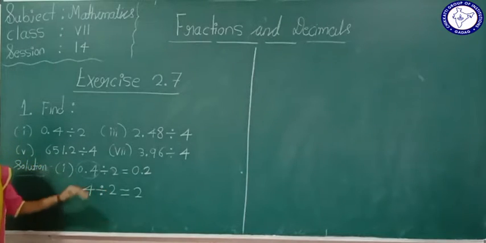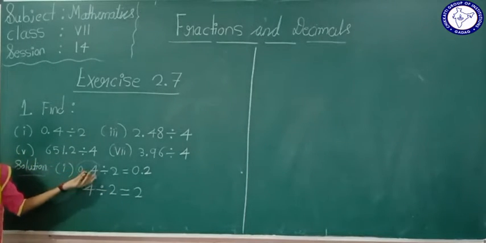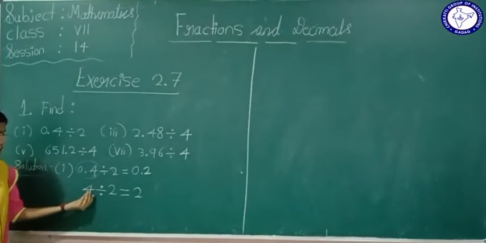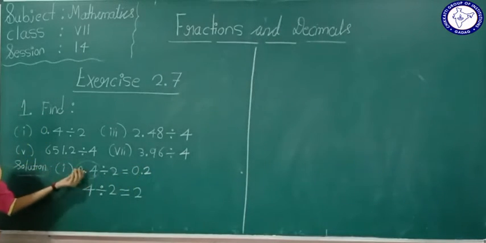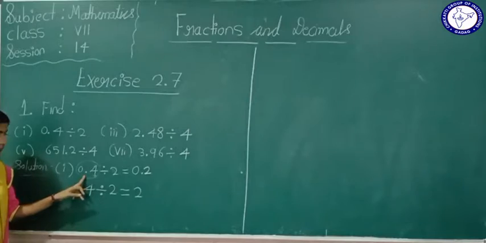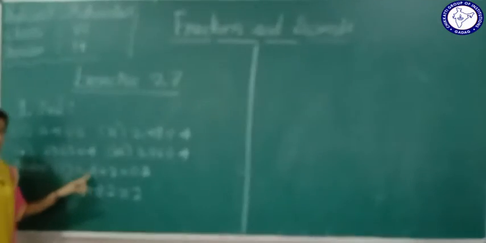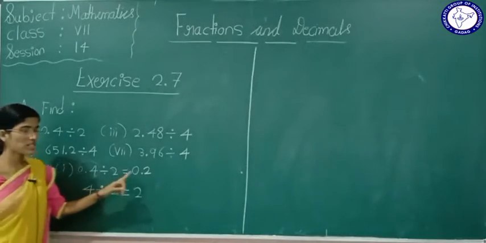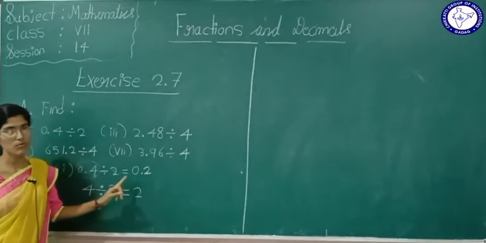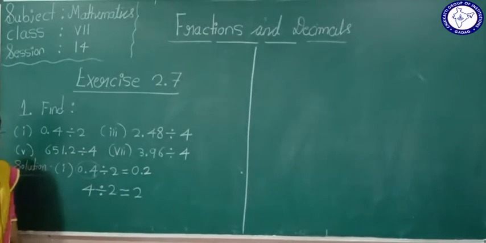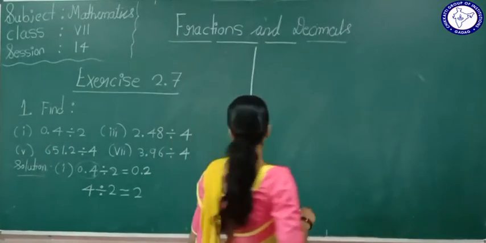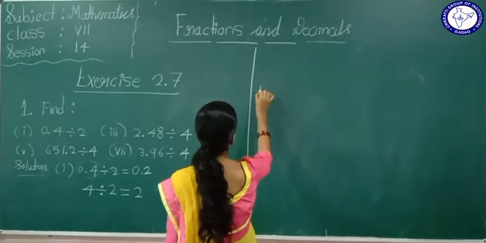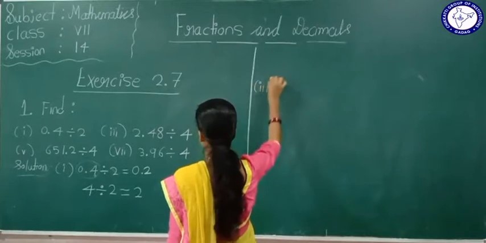Simple. What we have to do? Treat this as a whole number. It will become 4. 4 divided by 2 is 2. Here 2 you keep. Afterwards, in this decimal number, after this decimal point, how many digits are there? 1. From the back side, after one place you put the decimal point. The answer will be 0.2. This is very, very important, students. See carefully. Okay.